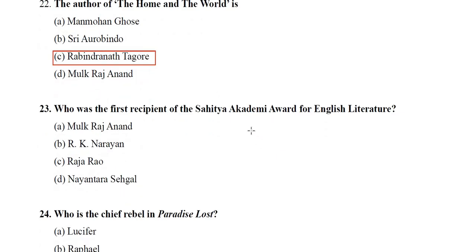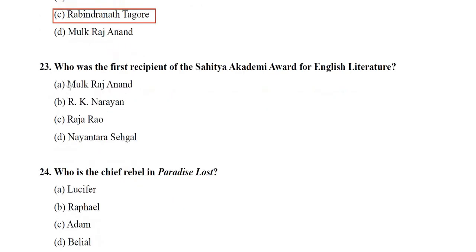Next question: who was the first recipient of the Sahitya Akademi Award for English Literature? Mulk Raj Anand, R.K. Narayan, Raja Rao, Nayantara Sehgal. So its answer is R.K. Narayan, of course. Rasipuram Krishnaswamy Iyer Narayanaswami is the full name he has, and he was awarded the Sahitya Akademi Award for the novel The Guide, that is prescribed in your syllabus.